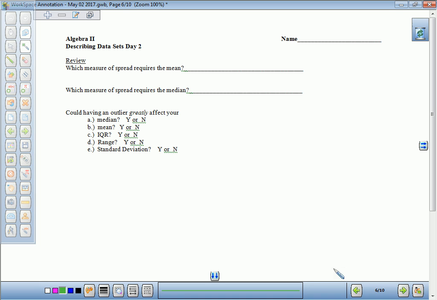Guys, what are our measures of spread? No. Is that your max and your min? No. Okay, one of them is your range. Okay? Measures of spread or variation. So let's review then. What are our measures of spread? And we also call this variation.